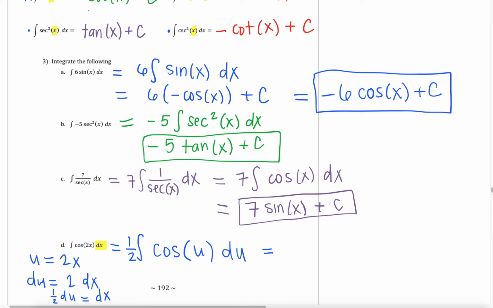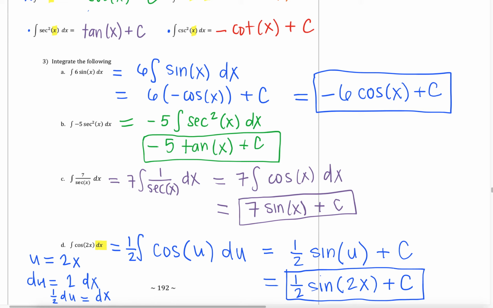From here now, that's a basic integral. Looks pretty similar to what we ended up with in example C. And we know that the integral of cosine is equal to sine. But since it was cosine of u, then the integral will be sine of u. Still get the plus c. And then our last step is to replace that u in terms of x. So we get 1/2 times sine of 2x plus that constant term.